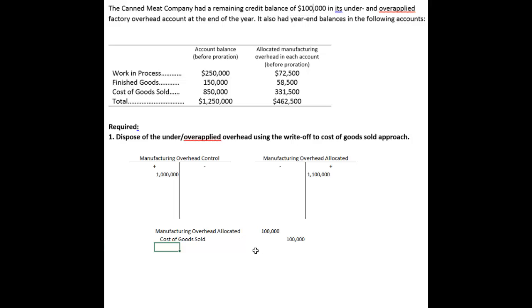Now we'll see why that's problematic. This is the easiest approach because it requires really no attention to any detail. It's saying that all these costs, all these overhead costs made their way through to the income statement, which is where we're now going to reconcile it from. So that's a long explanation as to how you dispose of the overhead over allocation using the cost of goods sold approach.